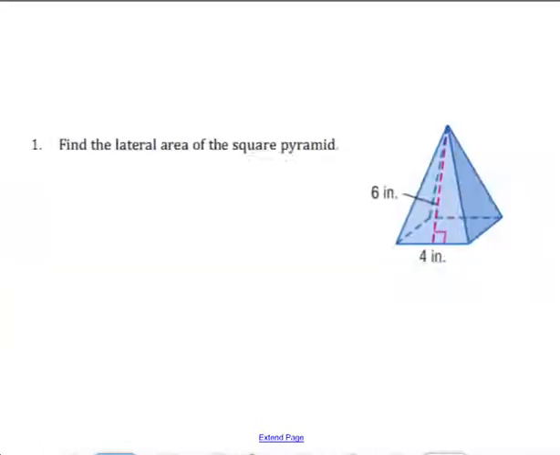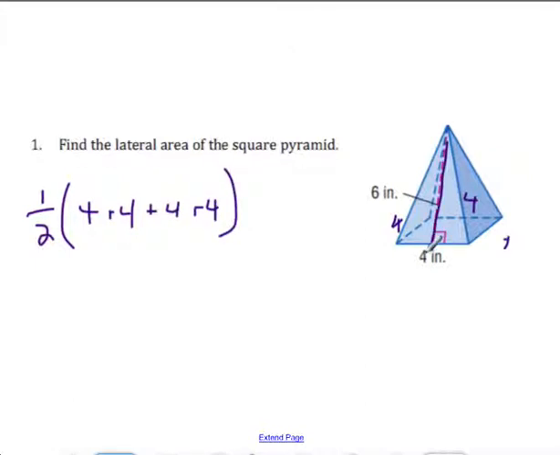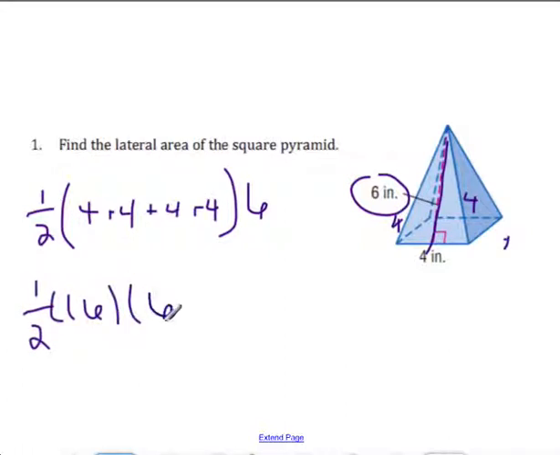So let's go ahead and take a look at calculating this out. Find the lateral area of the square pyramid. Okay, so since it's a square pyramid, that means that each of these sides are 4. So for the lateral area, I'm going to have 1/2 times the perimeter. Well, the perimeter is going to be 4 plus 4 plus 4 plus 4, because each of those side lengths are 4. Then times the slant height, which is given to me as 6. Okay, so then I'm going to have 1/2 times 16 times 6.